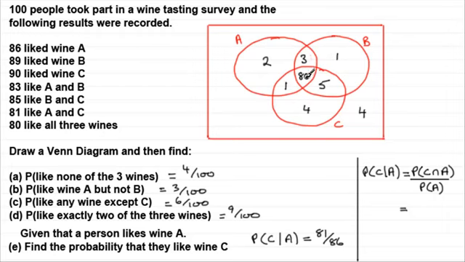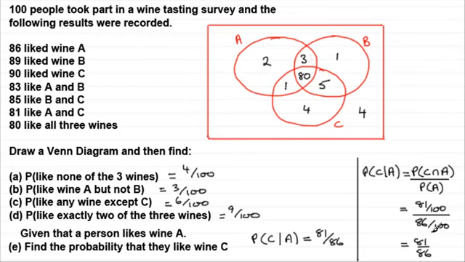We know that the probability of both events occurring, C and A, is these two here, this overlap. It's 81 out of 100. You've got to be careful there, it's out of 100. So 81 out of 100, divided by the probability of A. The probability of someone liking wine A is in here, and if you add up those numbers, it comes to 86. So it'd be 86 out of 100. And if you work this out, you will find you get 81 out of 86.